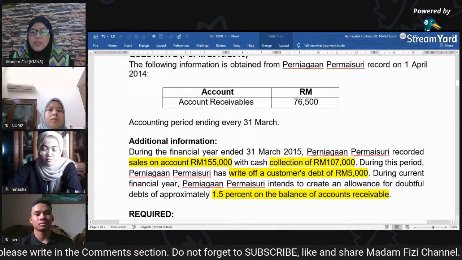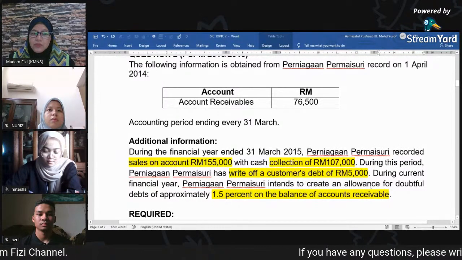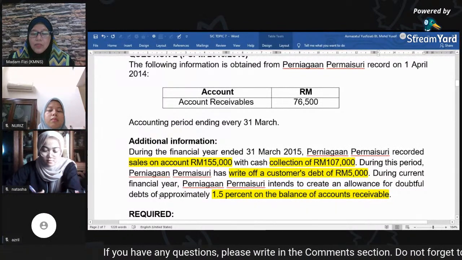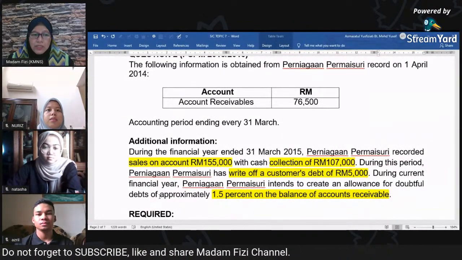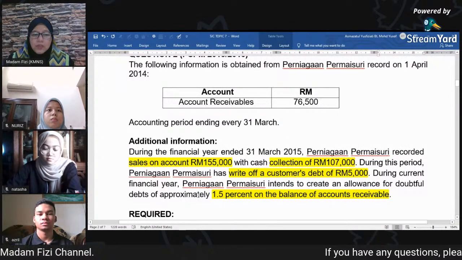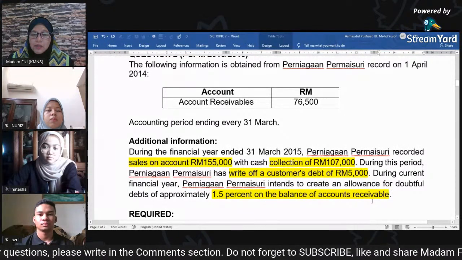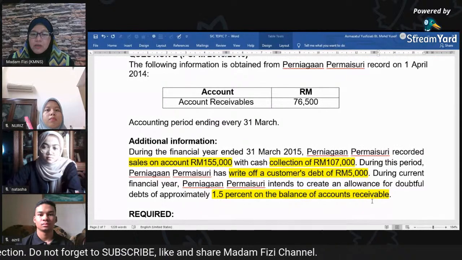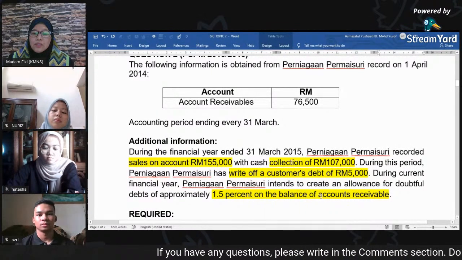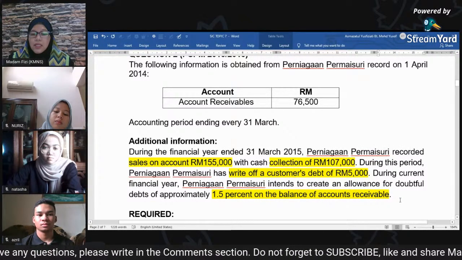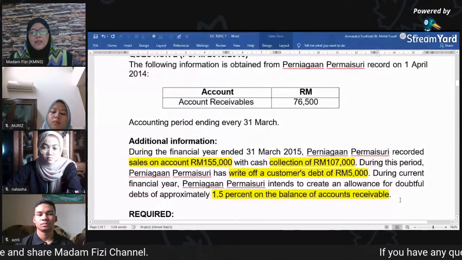Okay. And then, baru dia tulis, during the current financial year, Perniagaan Permaisuri intends to create an allowance for doubtful debt. Baru dia nak create allowance for doubtful debt. So that means before this, dia guna method direct write-off. Sekarang baru dia nak adakan method allowance, of approximately 1.5% on the balance of accounts receivable. Then dia nak guna method allowance, percentage of accounts receivable. So that you know. If they are using percentage of accounts receivable, maksudnya it's not simple. You have to do the T accounts for accounts AFDD.